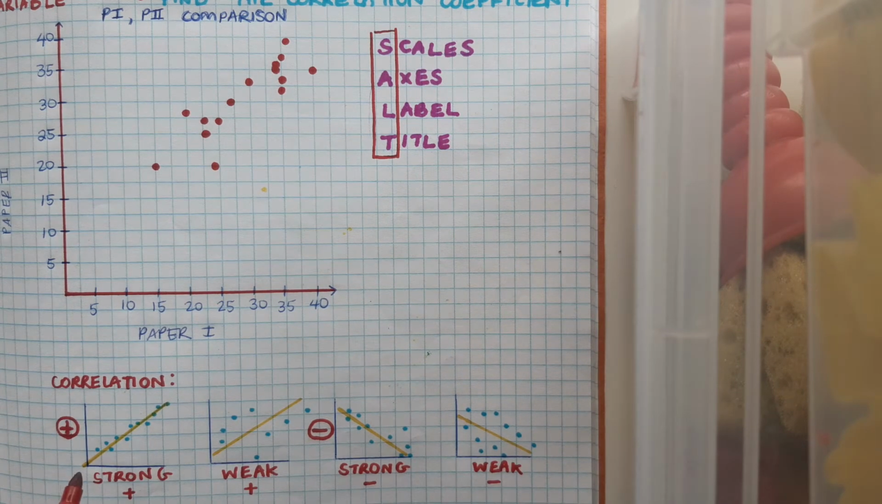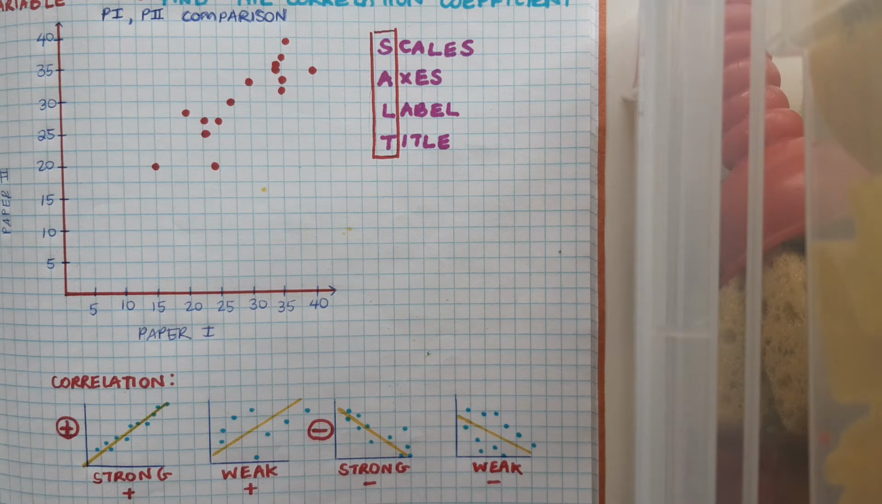If the points on the scatter graph are tightly grouped around a possible line, then it's strong positive. And if they're very loosely grouped, then it's weak positive. And the same then for negative. Points tightly grouped along a possible line, strong negative, and loosely grouped, weak negative.